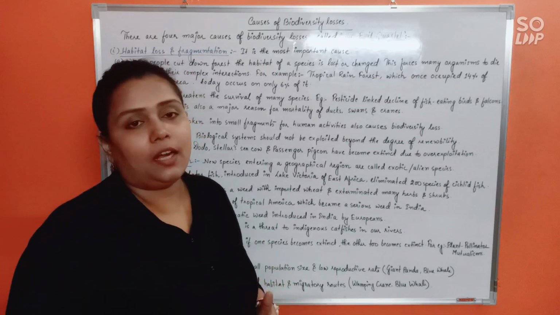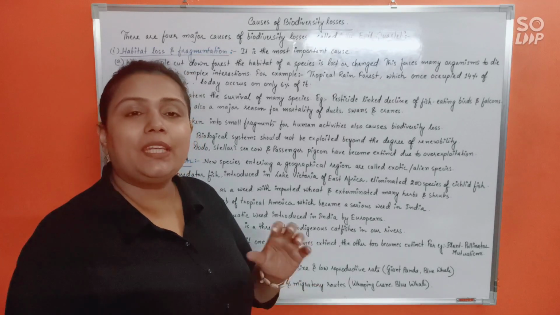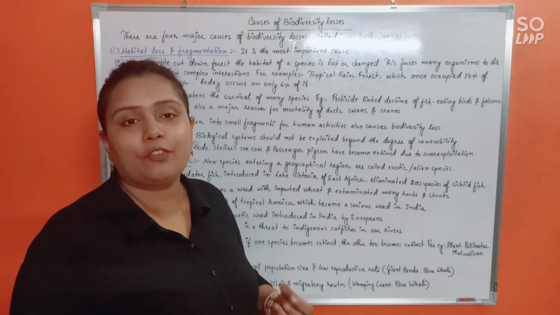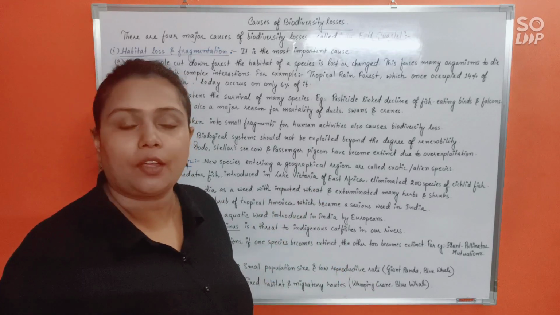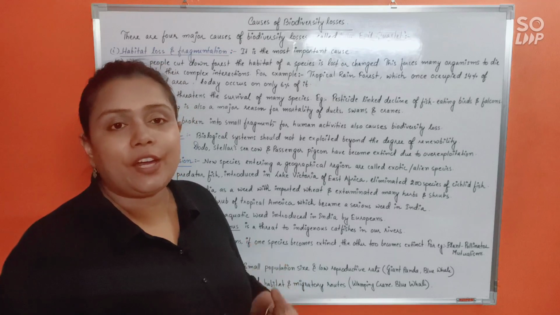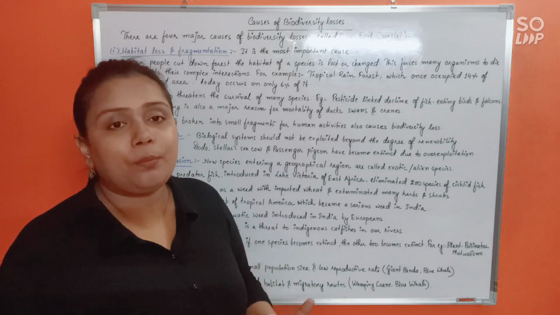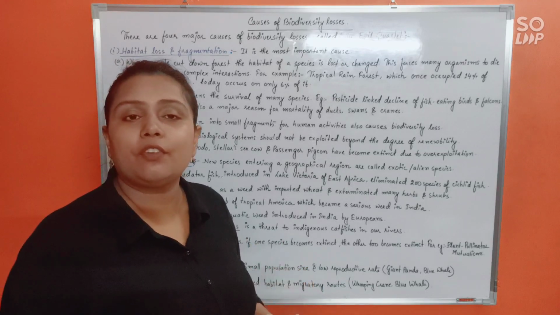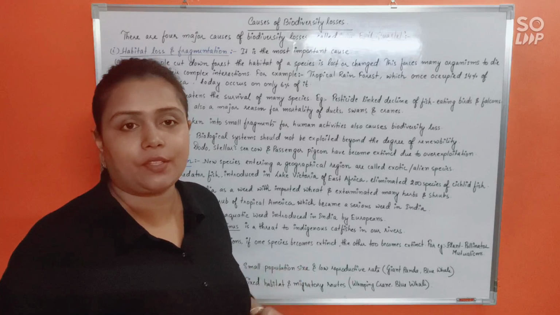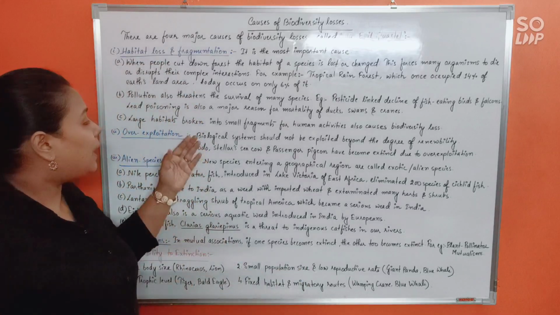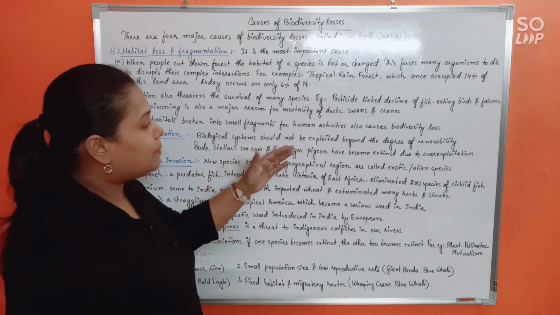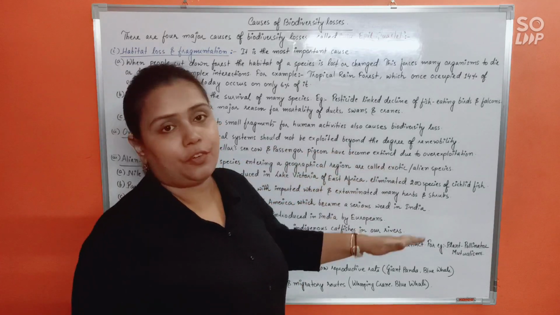Humans by nature are greedy. When need turns into greed, then of course there will be overexploitation occurring. And when you overexploit a species for your own benefit, of course the species eventually would be facing the risk of extinction. So see, biological systems should not be exploited beyond the degree of renewability.